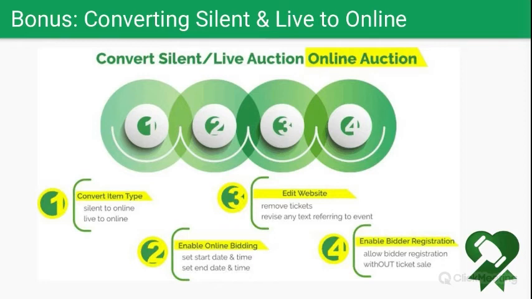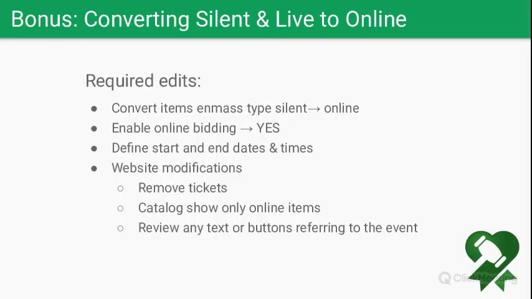If you already have your silent and live off, you're going to want to remove your tickets. You want to probably edit your catalog to show only your online items. Maybe there's some items that you don't even want to offer now. Maybe you just wanted to do them at a live scenario. So you might want to massage those a little bit. And then review any text or buttons that refer to the event. Make sure you do some cleanup there. So here's some required edits. This is pretty much what I had just gone over in the image there.